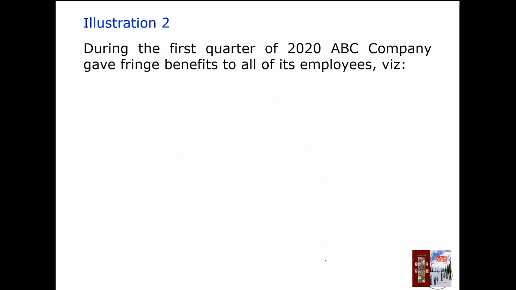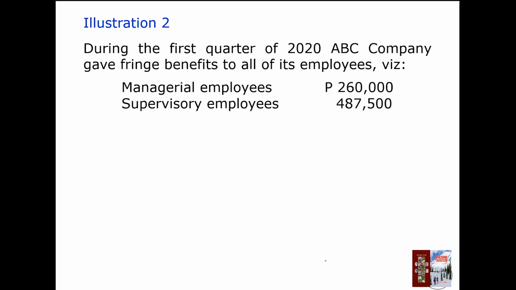During the first quarter of 2020, ABC Company gave fringe benefits to all of its employees. Namigay ng fringe benefits. Managerial employees, yung lahat ng managerial employees, total na natanggap nila 260,000. Supervisory employees, total na natanggap 487,500. Rank and file, total na natanggap 500,000. Okay, magsosolve tayo ha. Questions.